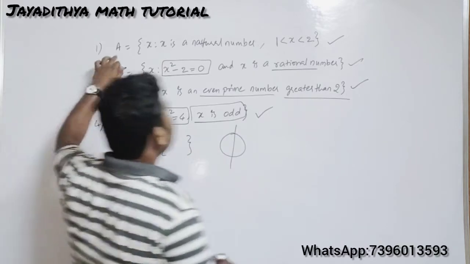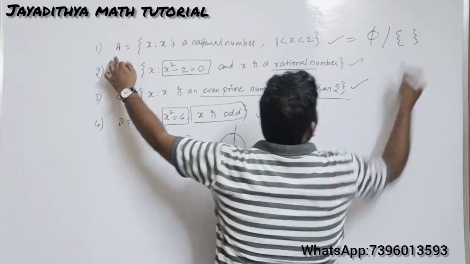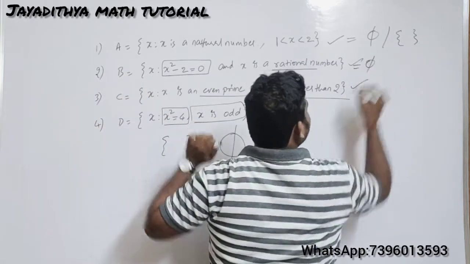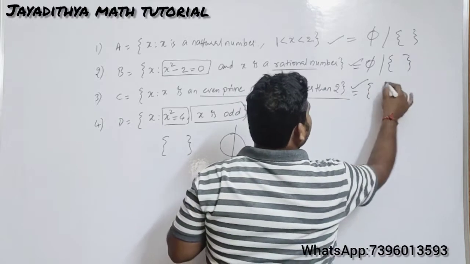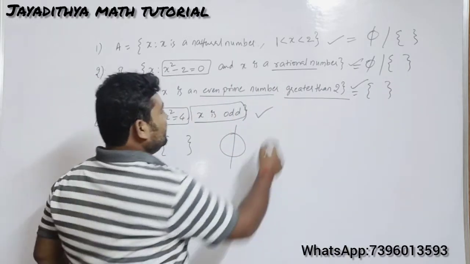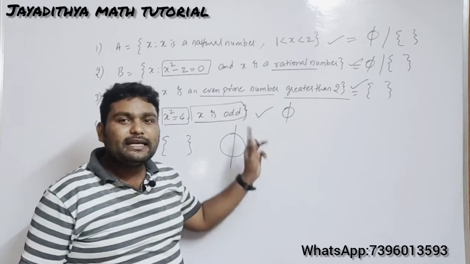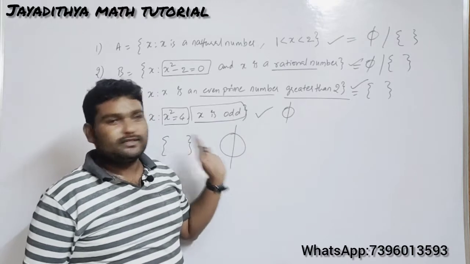So you can also represent a null set with a phi. See here, A is a null set. You can mention it like this, or simply no element within the curly brackets. And here also the same thing. You can mention either like this or within the curly brackets. So this is a null set, and D is also a null set. So whenever you see this symbol, you should think that it is a null set and there are no elements in the set. Clear now?